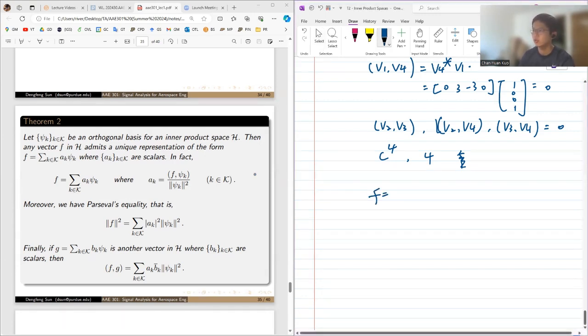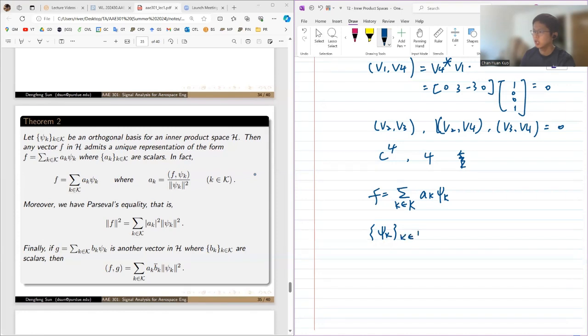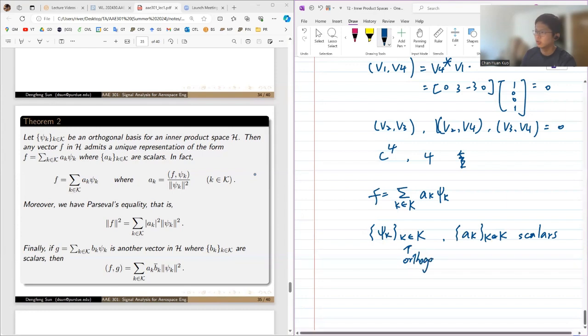So here we have f equals the summation over k, k belongs to the set kappa, of ak times psi k. Here psi k is from this set of non-zero orthogonal vectors, k belongs to kappa, and ak will be scalars. This is an orthogonal basis. So essentially what this says is ak will be the coordinates of this vector in this orthogonal basis.